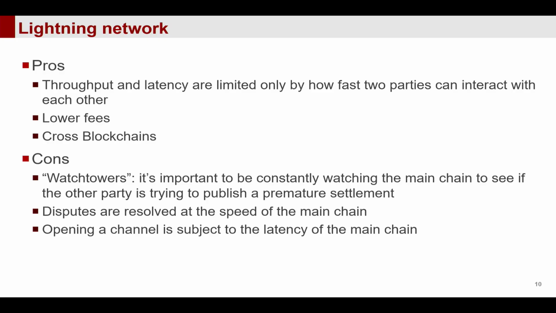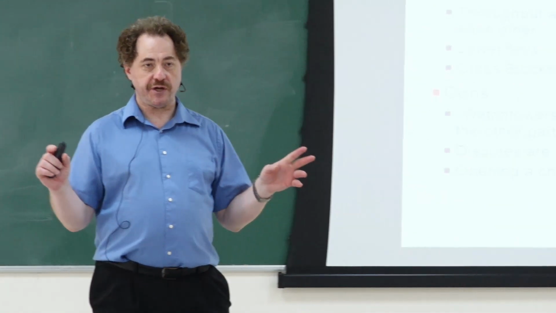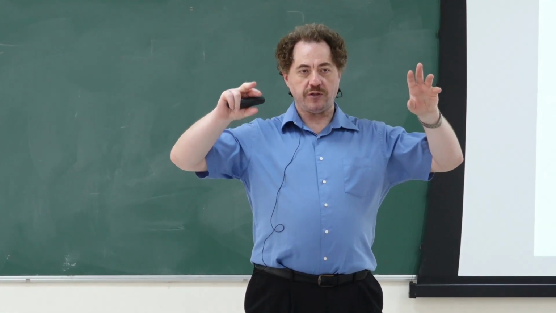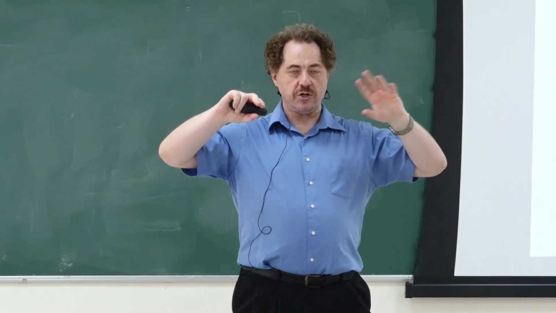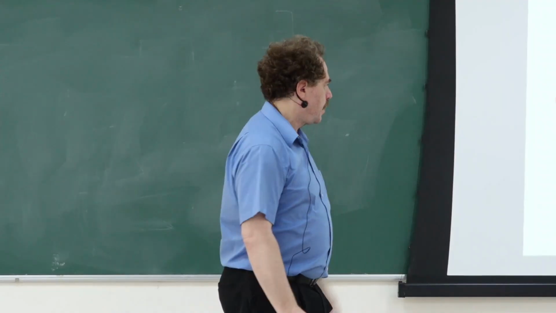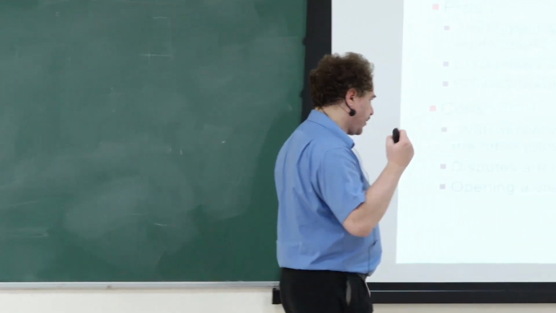Disadvantages. So we need to constantly watch the main chain in case the other party is trying to publish some premature settlement. The two parties on the side chain do not trust each other, so each party would need to watch what the other party is doing with respect to the main chain. Main chain, not channel.